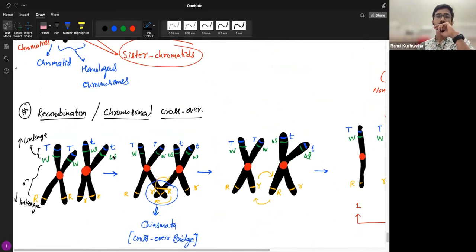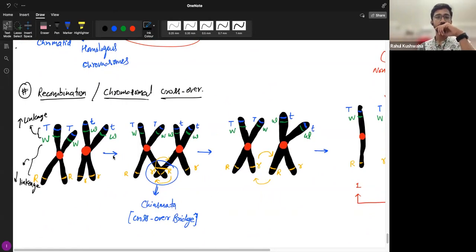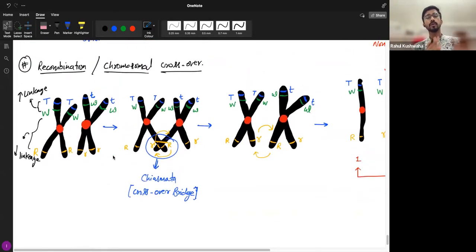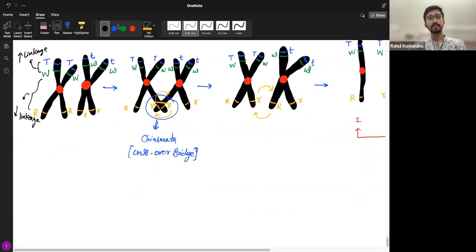Now, since we understood recombination and crossing over, let me ask you one question. Do you remember the ratios from Mendel's crosses, specifically Mendel's dihybrid cross? Let's take two genes. Do you remember the ratios? Yes. So what were the ratios? Let's go for the phenotypic and genotypic ratios.